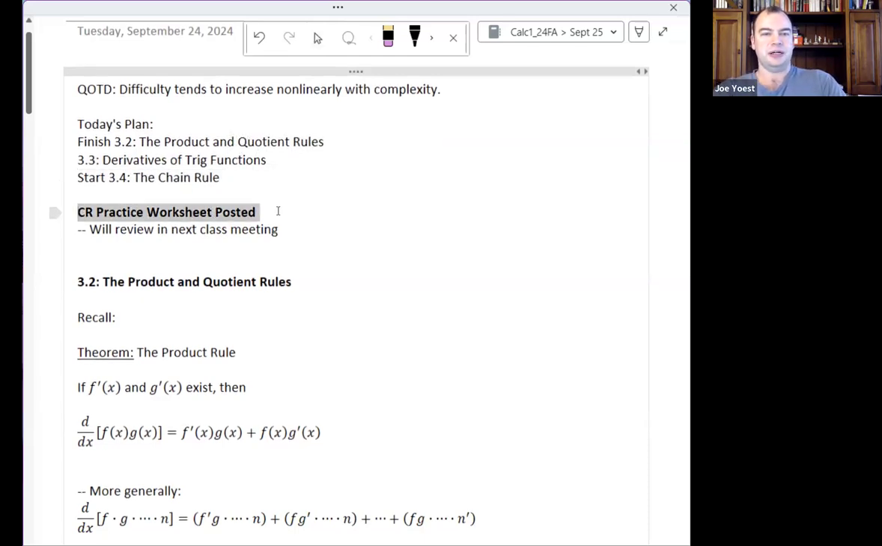I shared in chat a practice worksheet for chain rule, and I'd recommend working through that on your own. It's not to be graded or for anything related to the course grade, but mainly just for practice. And we'll probably start off the next class meeting with reviewing that. That's of course presuming we do get through the chain rule. I think we should get to the chain rule and get through an example or two, and then you can work through that practice worksheet.